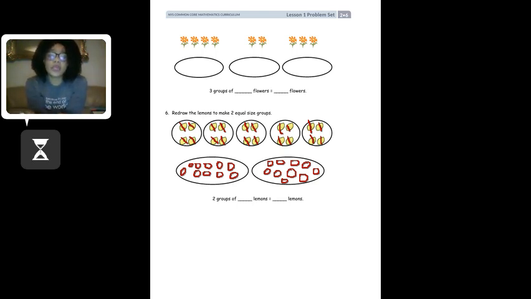So now let's read the question again. It said, redraw the lemons to make 2 equal size groups. So we have 2 equal size groups, 2 equal jugs that have the same number of lemons in each one. The first one has 10 and the second one has 10.